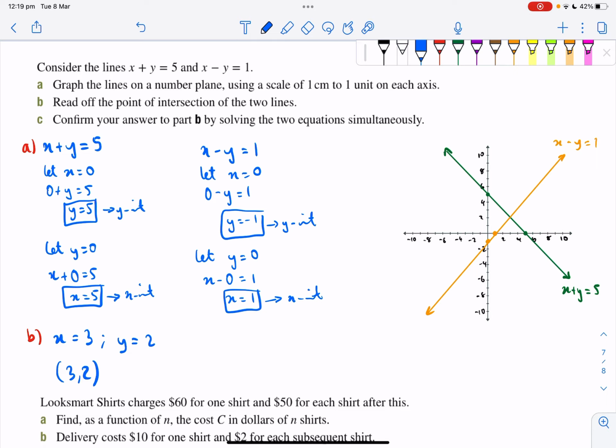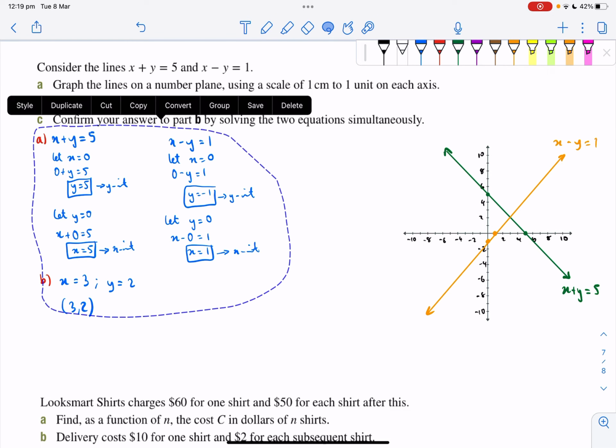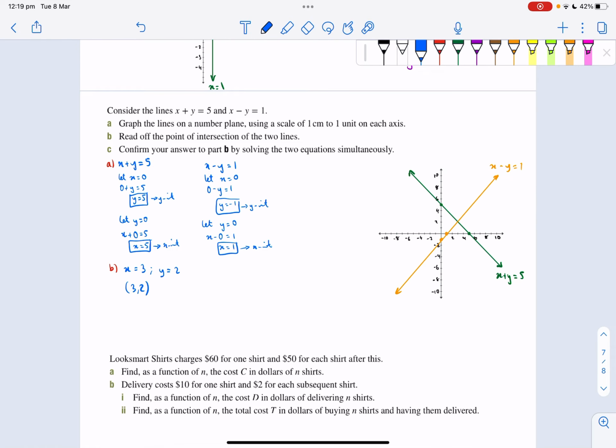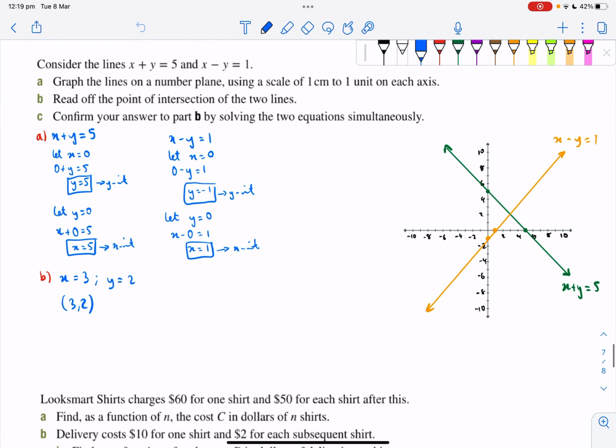All right, and then it says confirm your answer to part B by solving the 2 equations simultaneously. So what I'm going to do, I'm just going to shrink this a tad, so I have a bit of space to work. Looks like my screen went blue. One of my favorite ways of solving is by using vertical elimination, or just solving sometimes using elimination.